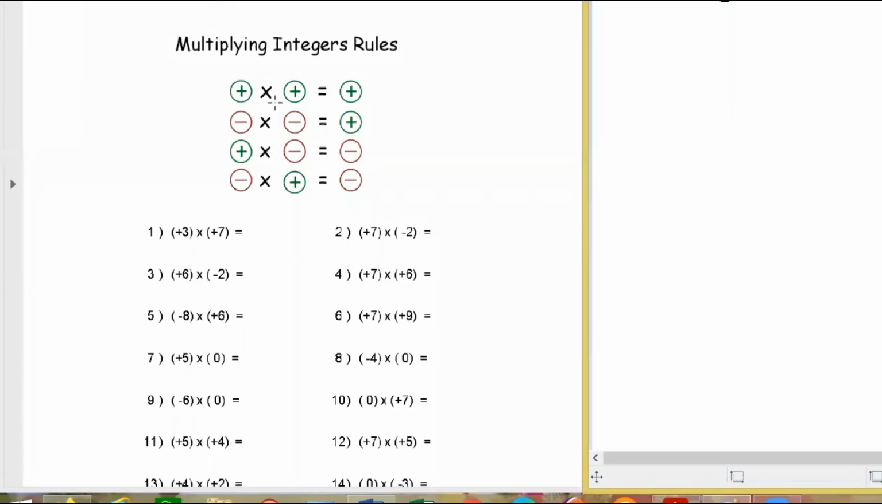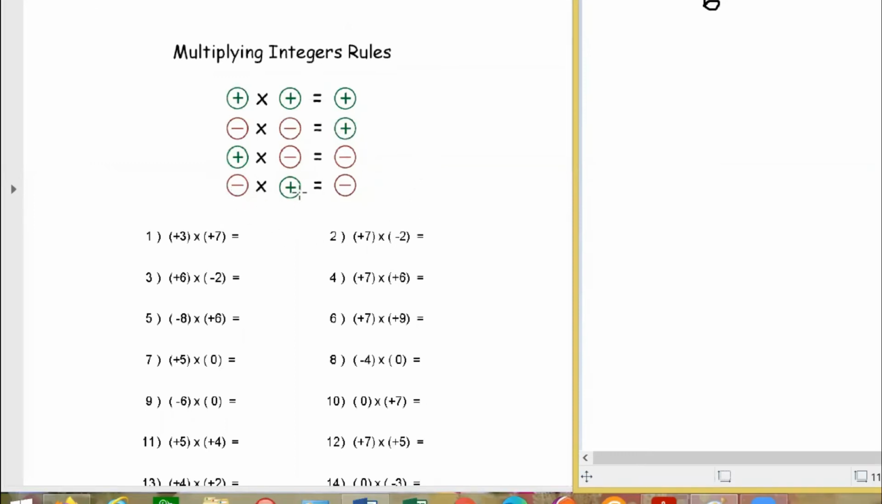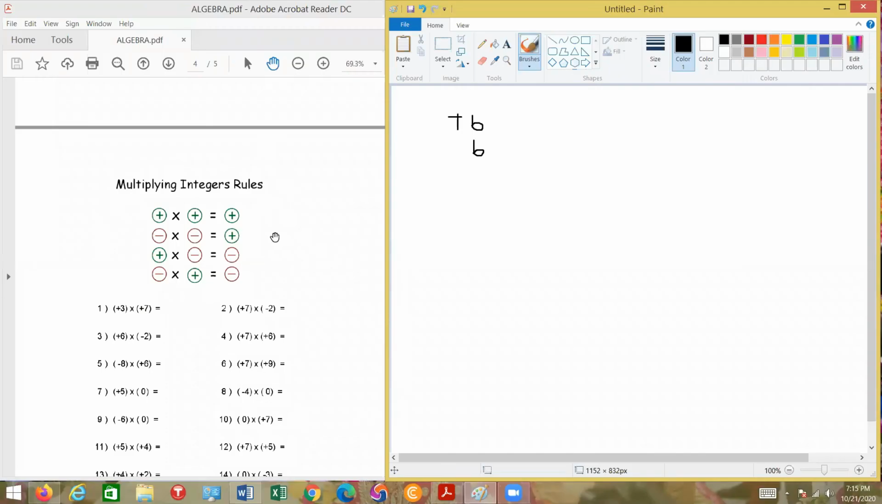It means a positive number multiplied by another positive number gives us a positive answer. A negative number multiplied by a negative number gives us a positive answer. A positive number multiplied by a negative number gives us a negative answer. A negative multiplied by a positive number gives us a negative answer. So that is what this multiplication rule means.